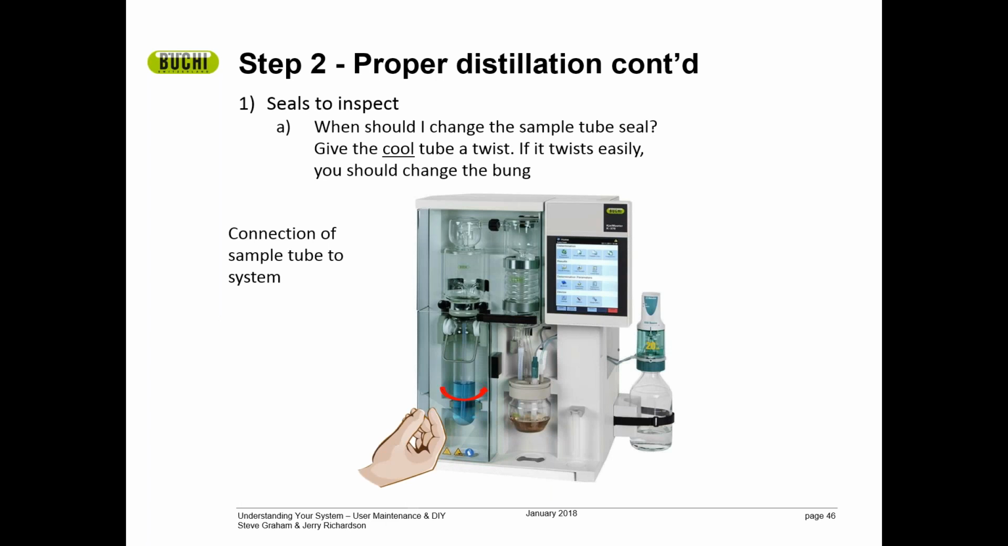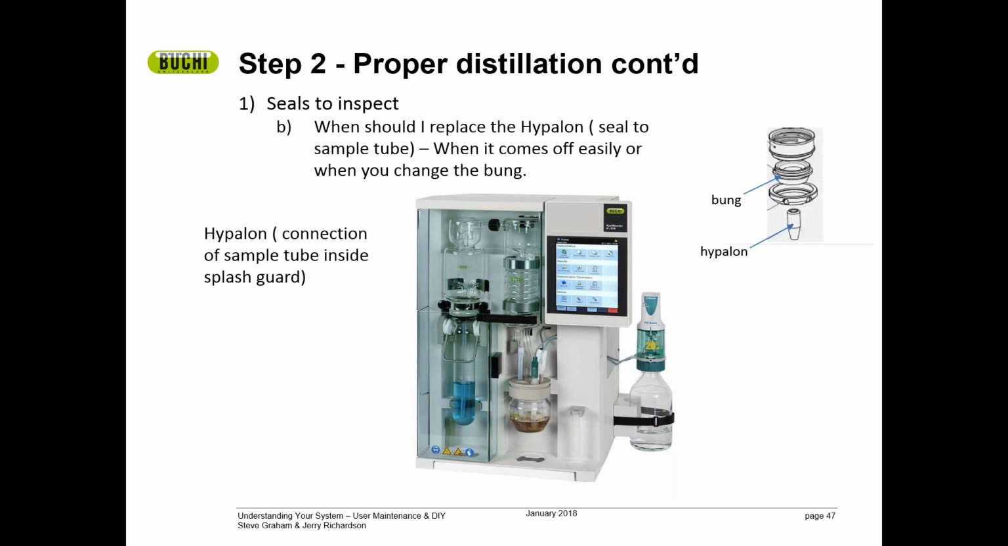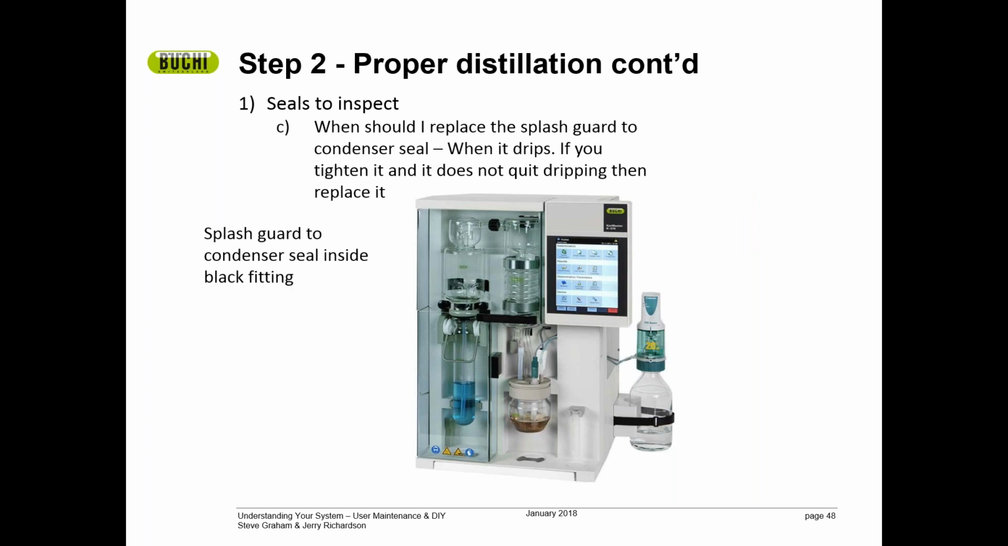Okay, we'll have a video that shows this better, but basically all you need to do is have a cool sample tube on the system and twist it to find out if you should replace the bung. If you can twist the sample tube easily, you should replace it. When you replace the bung, you need to replace the hypalon in the splash guard at the same time.